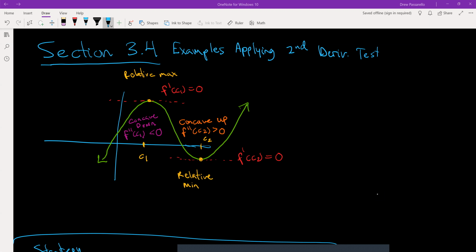Now C2, it's a relative min, and the graph is opening up, so it's concave up, which means the second derivative at C2 is positive or greater than 0. And likewise, there's also a horizontal tangent line at C2, and that means its first derivative is equal to 0. So the second derivative test is like the first derivative test. It's just a way of finding relative min or relative max.